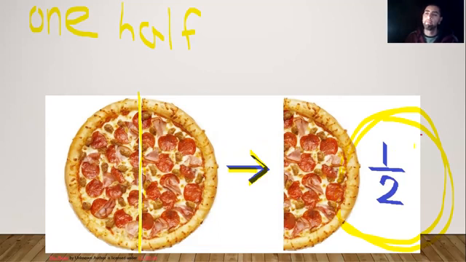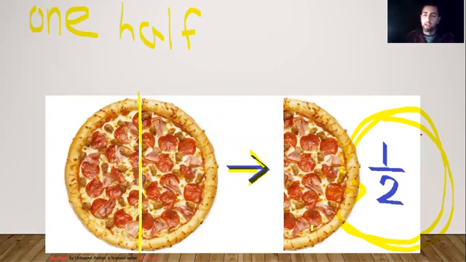So we're going to learn some vocabulary here. The top number is called the numerator. Everybody say numerator on 3. 1, 2, 3. Excellent. Now this bottom number is called the denominator. Everybody say that on 3. 1, 2, 3.